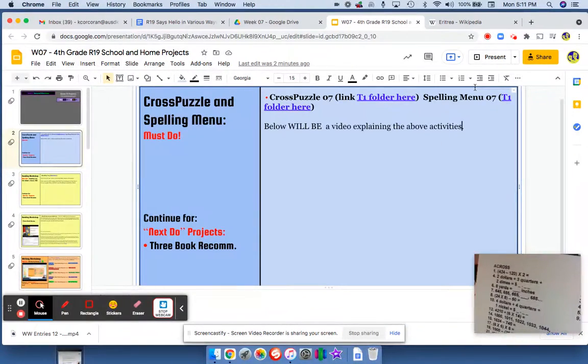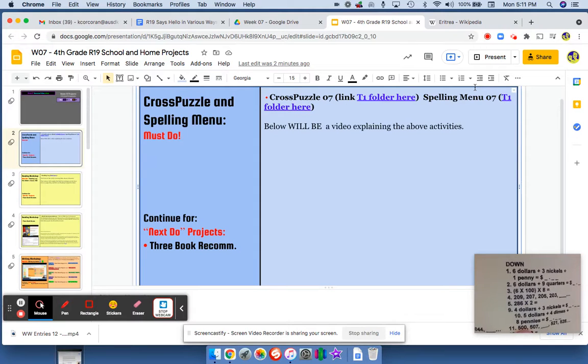3 down says 6 times 100 times 8. So 6 times 100 is 600. 600 times 8, well, 6 times 8 is 48. So the answer to 3 down would be 4,800. And if that's not clear, don't worry. We can answer that for you in class.